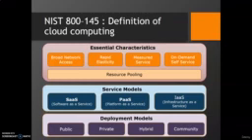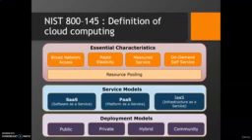Broad network access. The capabilities are available over the network and accessed through standard mechanisms that promote use by heterogeneous thin or thick client platforms. That is how we can access this, maybe through mobile phones, tablets, laptops, and workstations. The third one is resource pooling.